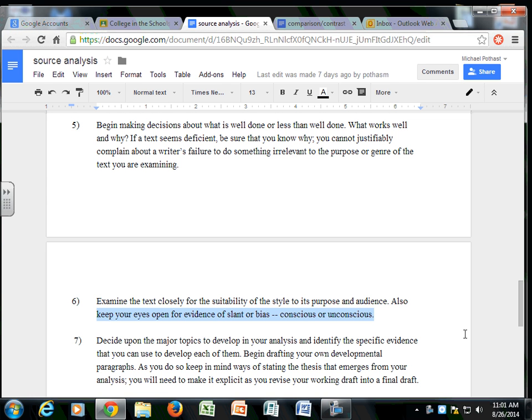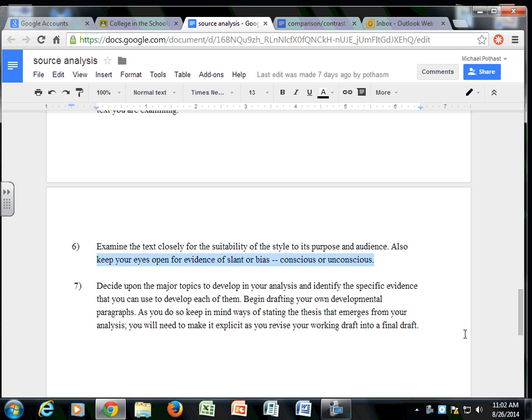Look closely at how it's written. Does the information seem to be skewed too much? Which is what I'm asking you to avoid also when you write yours. That's why we did the comparison contrast essay, that you're looking to both sides. Bias or slant, conscious or unconscious.